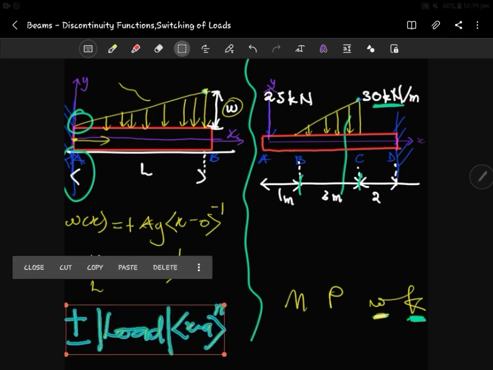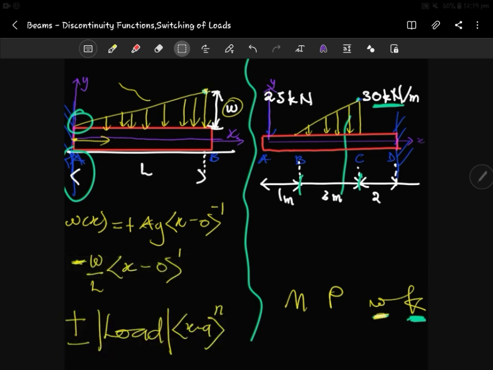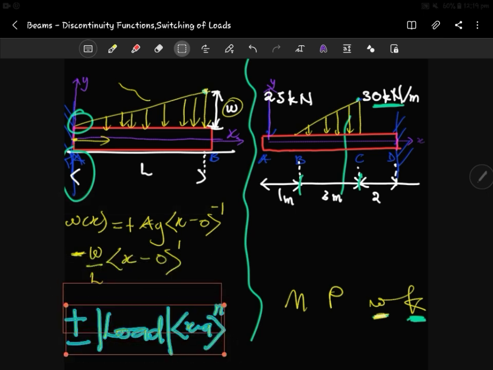the linear distributed load that acts on a particular portion of the beam, right? So let's see. Let's go ahead and do that. Before we do that, it's very crucial that we know the difference.